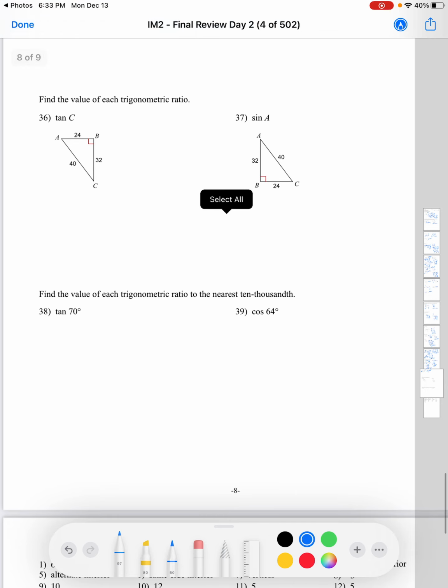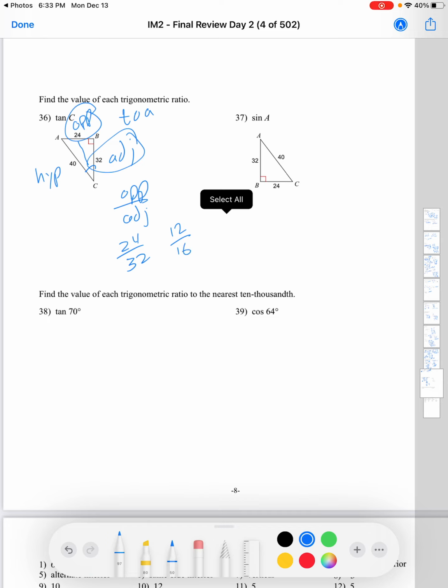Okay, for here, tan C, there's our eyeball, opposite, hypotenuse, adjacent. And tangent is going to be TOA, right? So tangent is going to be opposite over adjacent. 24 over 32. You can reduce it. 2 goes in there. 12, 16. We can divide by 2 again. 6/8, 2 again. 3, 4. Okay, so I didn't see it immediately. 8 goes into both of those, right?